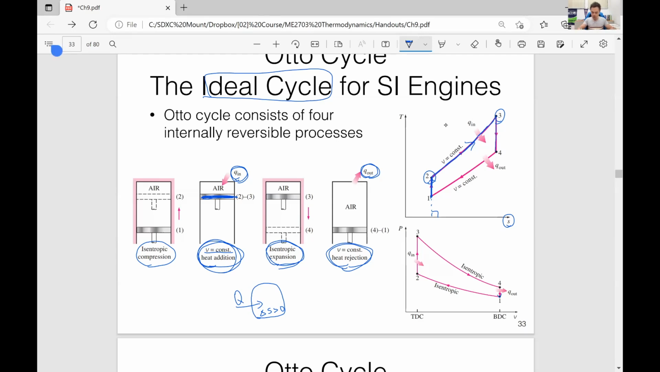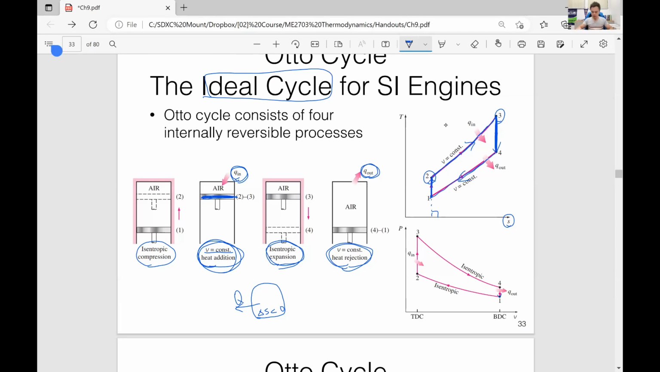Then 3 to 4 is isentropic expansion. So this is a vertical straight line as well. Then 4 back to 1 is the heat rejection process. If there's a heat rejection, that means the system is losing heat, then the entropy change is smaller than 0. So entropy decreases, so we need to move in the direction of decreasing entropy. That is 4 back to 1.